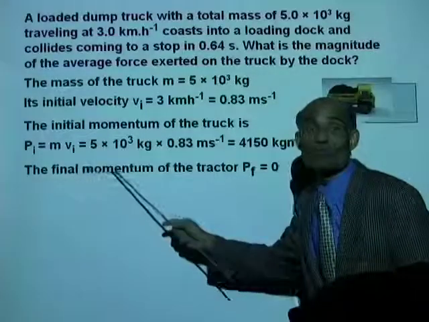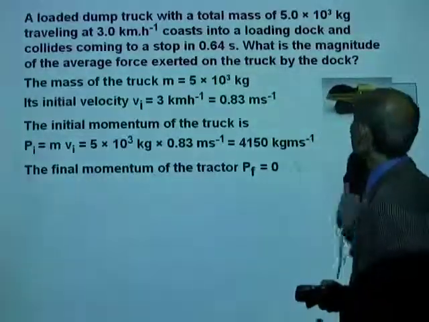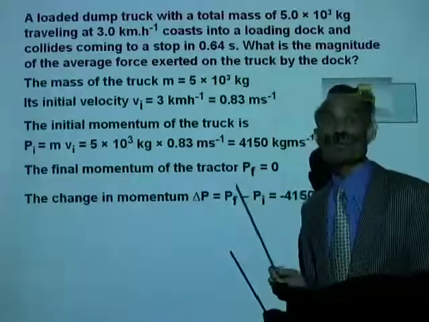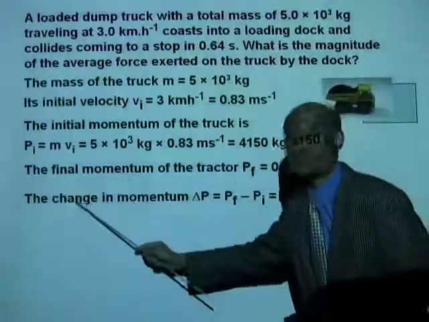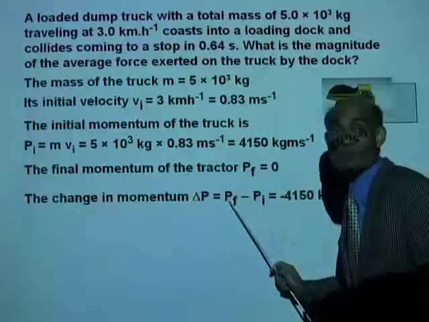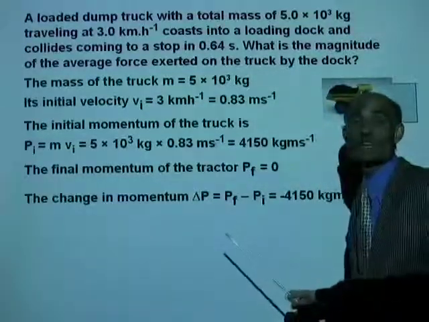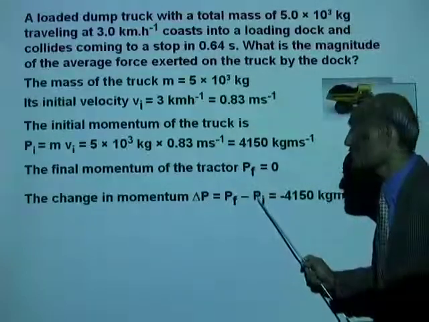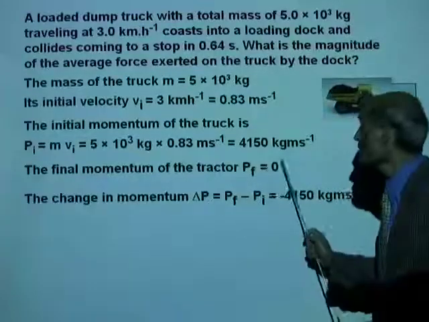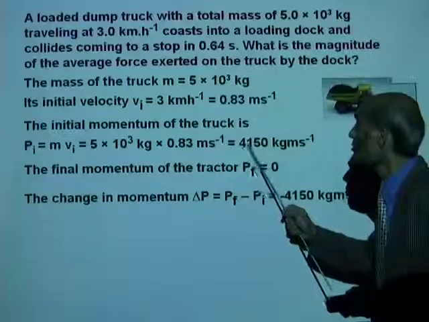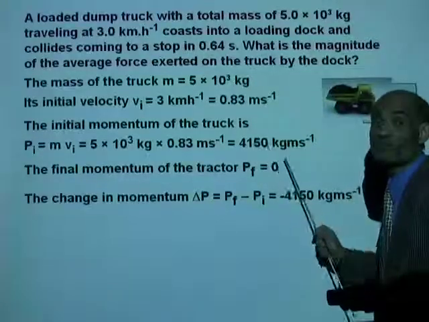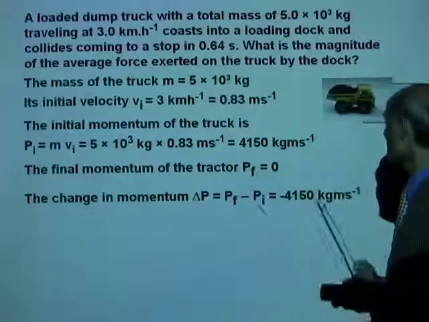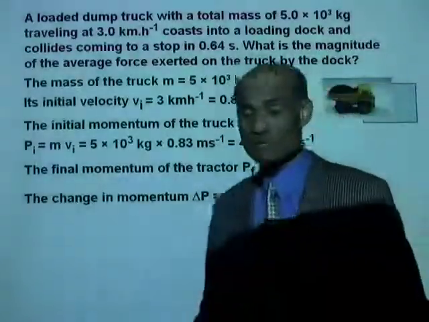What is the final momentum after it comes to a stop? Its final momentum is 0. What is the change in momentum? Change in momentum is final momentum minus the initial momentum. So delta P is Pf minus Pi. That will be 0 minus 4,150. That is negative 4,150 kilogram meter per second.